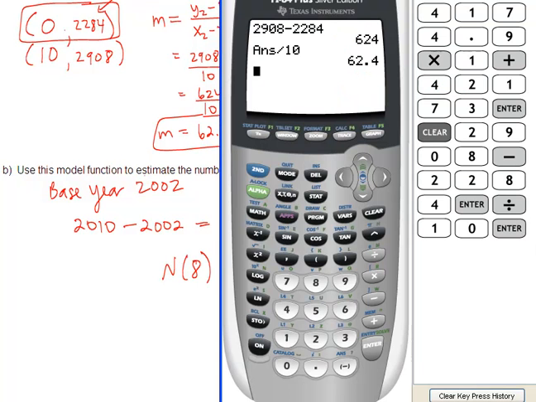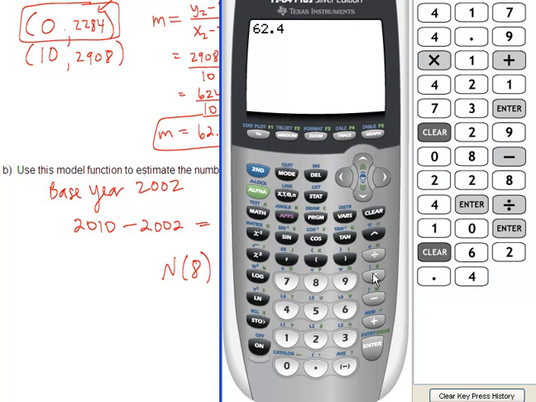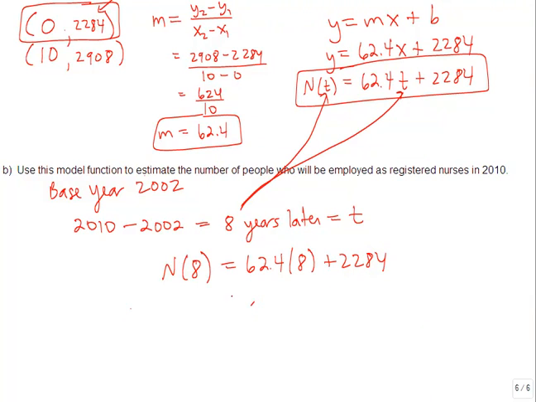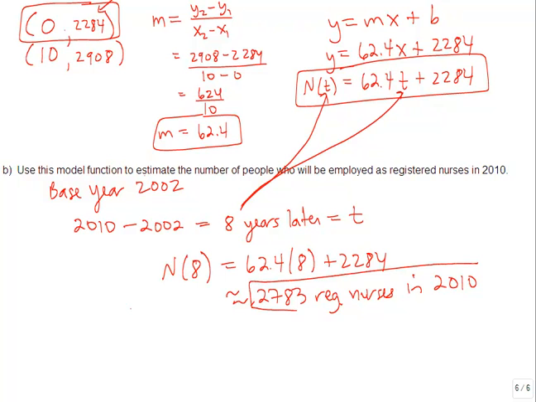And let's pull out our calculator again. We want 62.4 times 8 plus 2284. And this is the number of nurses that we're figuring out here. This is an actual number of people. So I'm going to round this off because we don't want a fraction of a person. So 2,783 nurses in the year 2010. And there's our estimate.